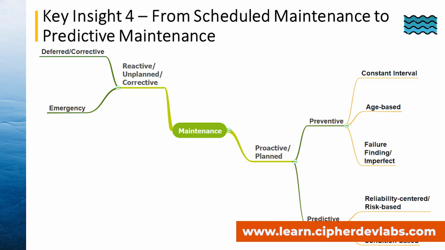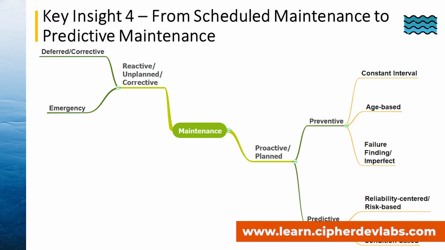Then we have failure finding, or what we call imperfect maintenance. So this is basically maintenance actions that make a system not good as new but younger. So basically it's the maintenance activities which restore the equipment to the state between good as new or bad as old. So it's something in between those values.